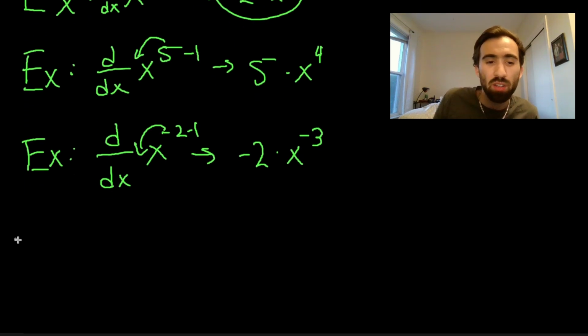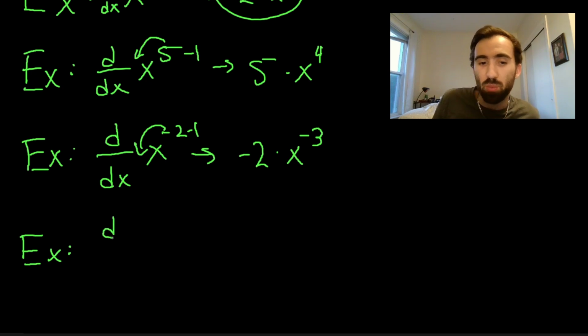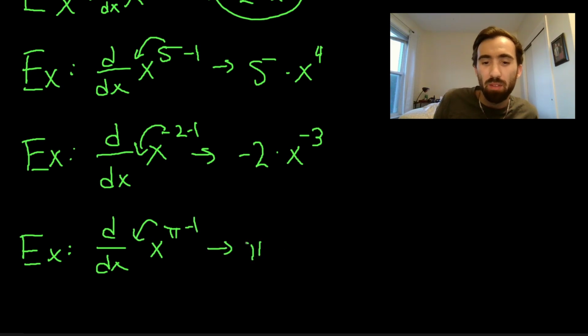And it even works for fractions, or not just fractions, but actually any real number. So if I was to, for example, want to take the derivative of x to the power of pi, well, we just bring the pi down, subtract off 1, and what do we get? We get that this is pi times x to the power of pi minus 1.